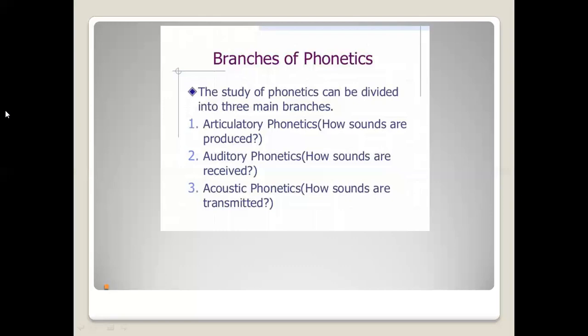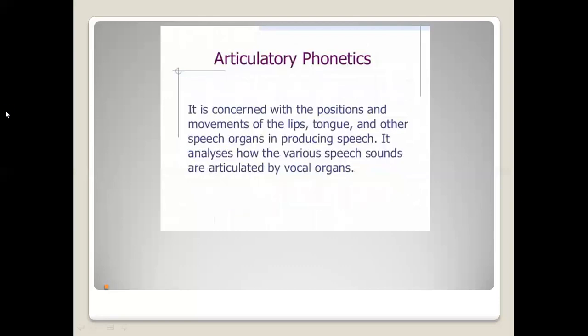Now let's discuss this idea in detail. Articulatory phonetics is concerned with the positions and movements of the lips, tongue, and other speech organs in producing speech. It analyzes how the various speech sounds are articulated by vocal organs. Here our concentration should be on how the speech sounds are articulated by the different vocal organs, that is lips, tongue, and other speech organs.